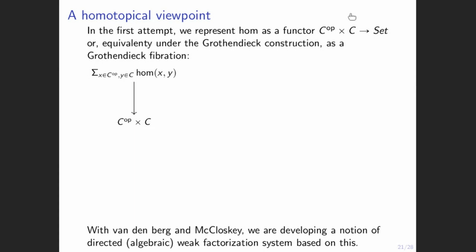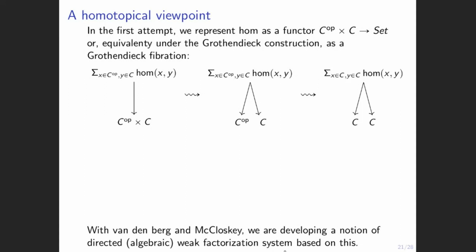If we take the functor hom from C op times C into set and bundle all that up and think of it as being dependent on C op times C, then we get a Grothendieck opfibration here. Okay, so we can think about this slightly differently. Instead of thinking about it as an arrow into C op times C, we can think about it as having two arrows, one into C op and one into C. It's a tiny change.